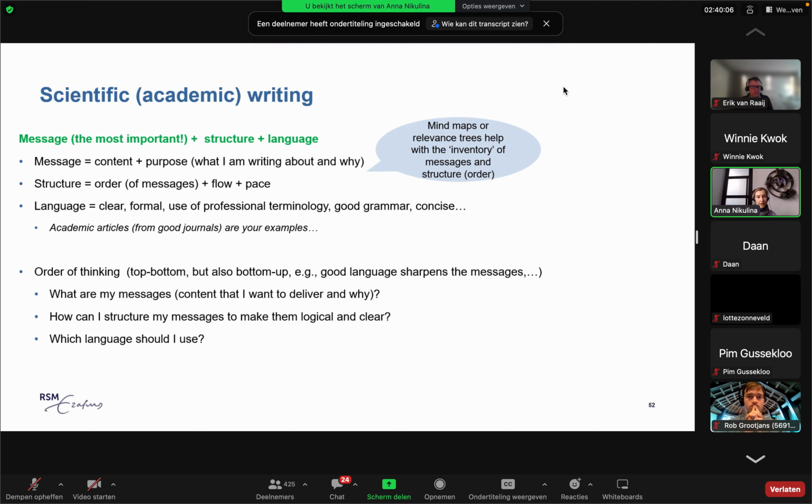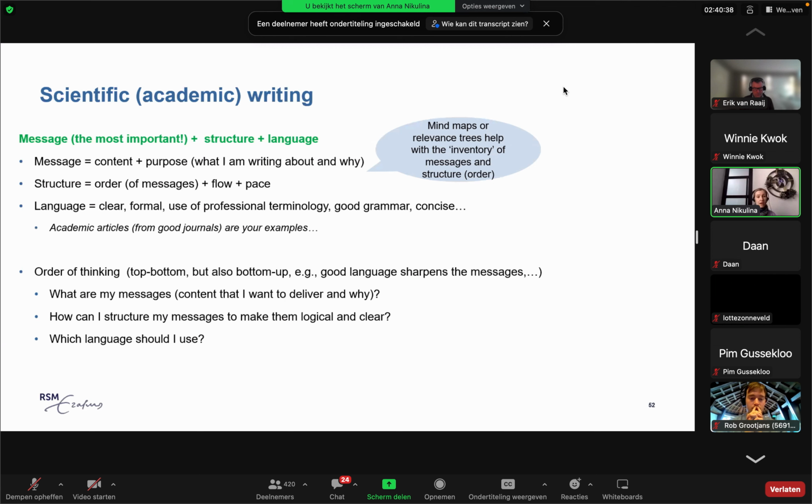Like order of thinking: what do I think about in terms of message, structure, language? What comes first? Well, ideally, message comes first, because you need to think about what I want to write and why, and then how I'm going to do it. But on the other hand, good language also helps you to sharpen your messages. So bottom up also works a bit. But again, first, what are my messages? How can I structure them for clarity for my reader? And which language should I use? This is your general logic when working with scientific writing.